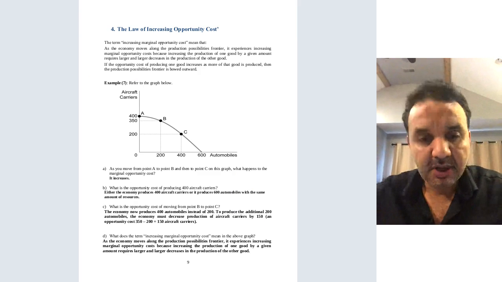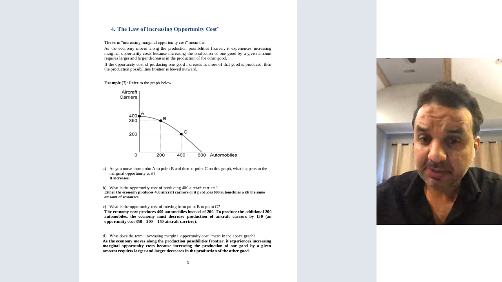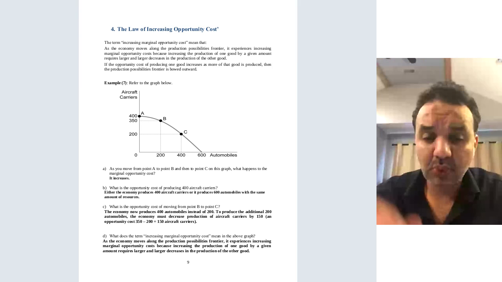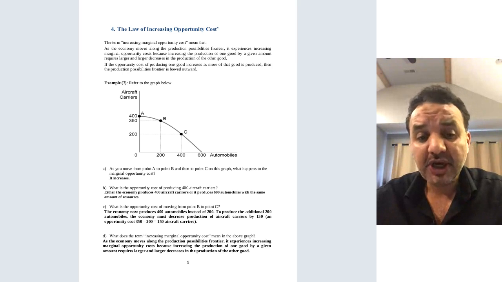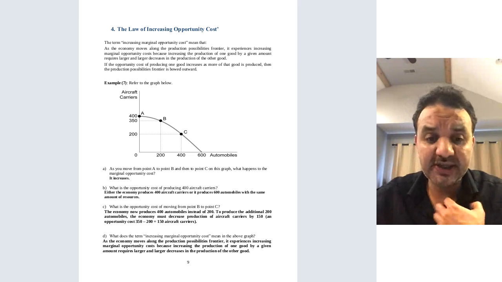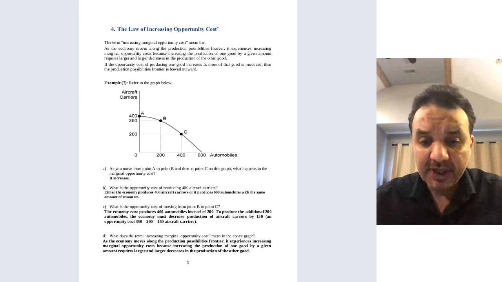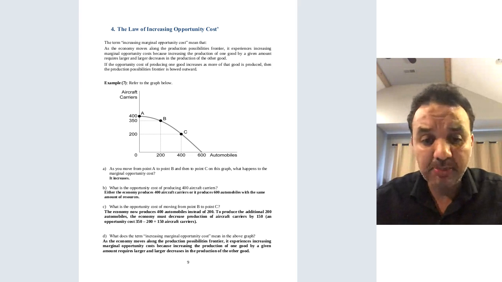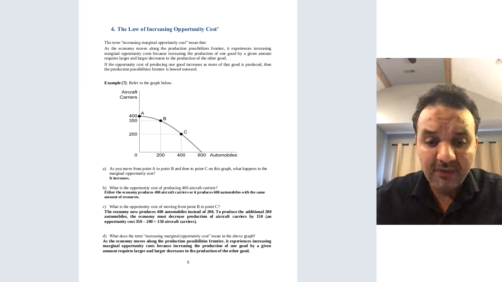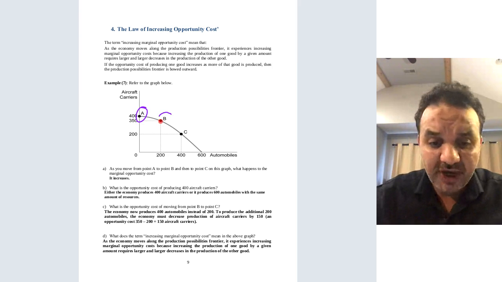I know that this may be a little bit tough, so let me give you another example to explain the idea. How can we find the opportunity cost using the PPC? Let's see question number 7. It's a similar question. Instead of forklifts and automobiles, here I'm using the example of automobiles and aircrafts. So again, these are the different choices: A, B, C, D.